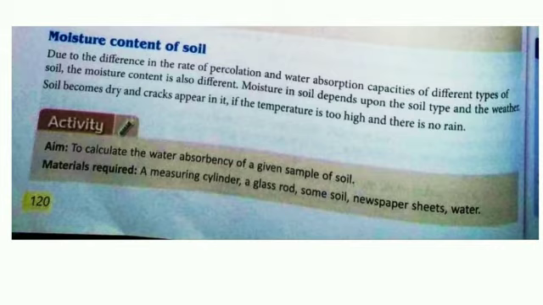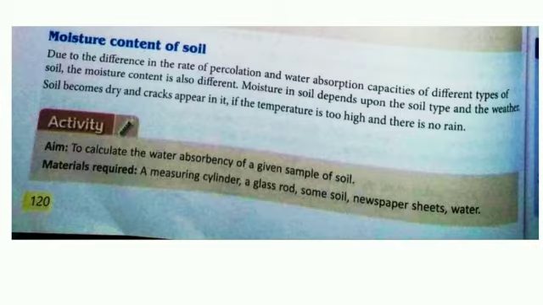Moisture in soil depends upon the soil type and the weather. Soil becomes dry and cracks appear in it. If the temperature is too high and there is no rain, what will happen? That area becomes desert. So moisture is also a very important property of soil.